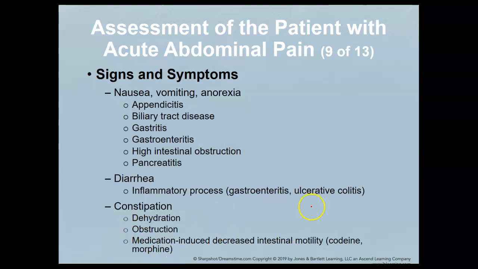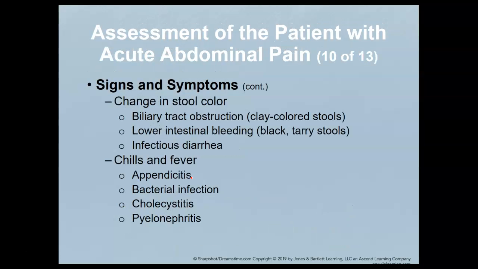So when you see this, you tend to think low fiber or narcotic usage. Elderly folks are the ones you will see that happen in most often. More signs and symptoms: changes in stool color. Biliary tract obstruction will lead you to clay-colored stools. Black tarry stools tend to be lower intestinal bleeding. Infectious diarrhea will have any number of colors, but it usually smells horrible and it's pretty dark.